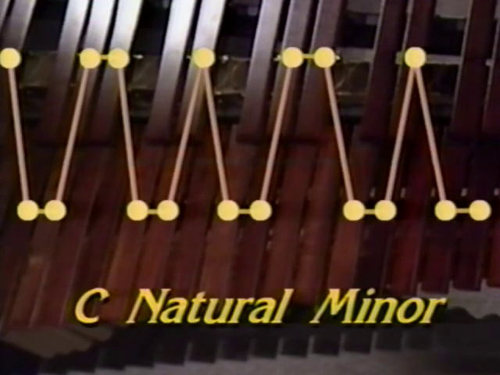This is the same scale shape covering the whole instrument. If you compare the two scale shapes, E-flat major and C natural minor, that cover the whole instrument, you should notice that their shapes are exactly the same.